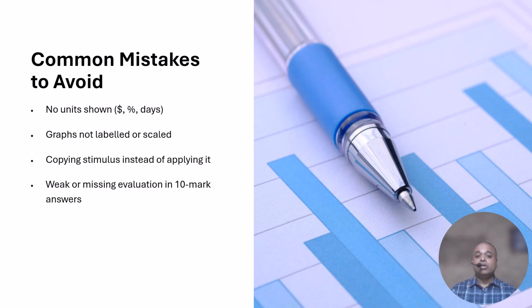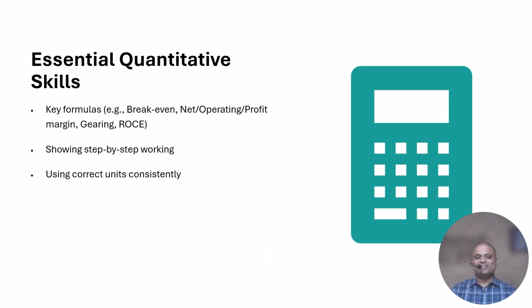So remember, it's not just about being right, it is about communicating clearly, showing process, and thinking like a business person. Stick with me because next we are going to break down the essential quantitative skills you will need to master section A. This is where paper 2 starts scoring high.